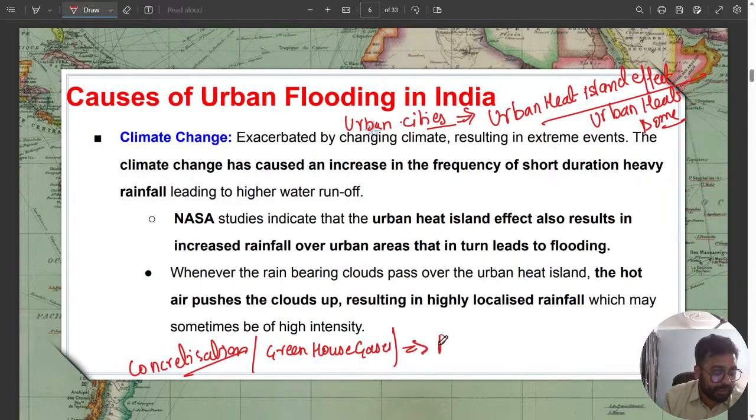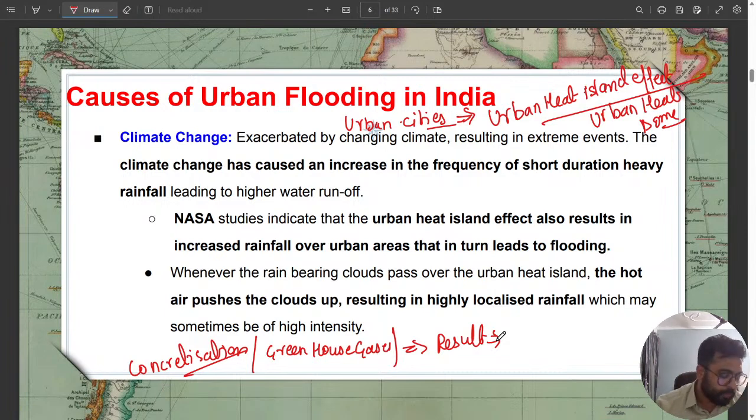Now, with the consequence of all these factors, like concretization and increasing greenhouse gases, what will be the ultimate result? There will be an intensive low pressure that will start building up in urban areas. And this intensive low pressure, as you have done in your geography, leads to convective rainfall. So urban areas will receive very intense rainfall in order to balance this heat dome, or this urban heat island effect.